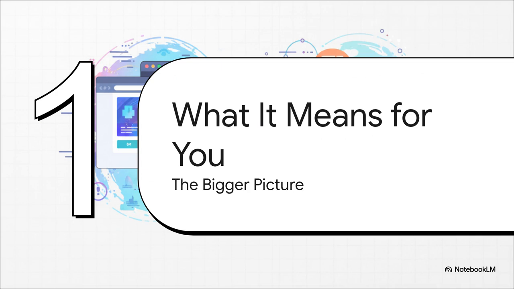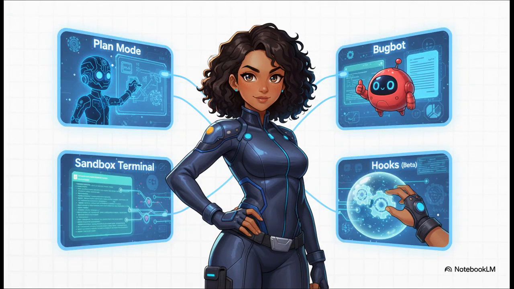So we've looked at the browser, the parallel agents, the new ways to interact. Let's pull back for a second and look at the bigger picture. What does this whole collection of features really mean for the future of building software? And believe it or not, there's even more packed into this update. Here's just a quick look. There's a new plan mode where the AI actually tells you its step-by-step strategy before it starts coding, so you can approve it. There's a bug bot that writes automatic pull request summaries, a sandbox terminal for running commands safely. And for the real power users, there are hooks in beta that let you customize how the agent behaves. I mean, the sheer number of new tools here is just staggering.